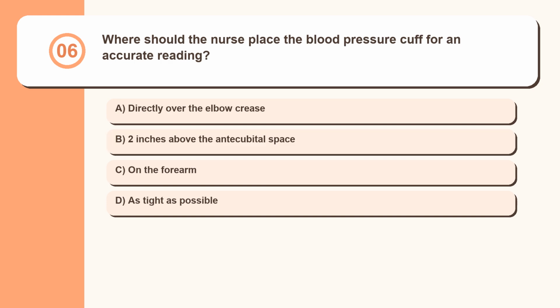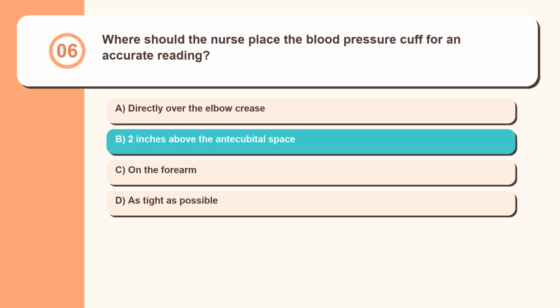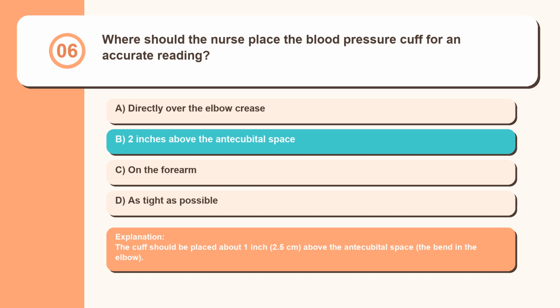Question 6. Where should the nurse place the blood pressure cuff for an accurate reading? Directly over the elbow crease. 2 inches above the antecubital space. On the forearm. As tight as possible. The cuff should be placed about 1 inch, 2.5 centimeters, above the antecubital space, the bend in the elbow.